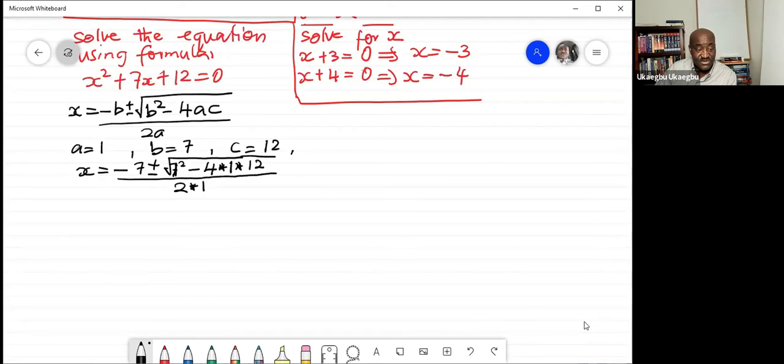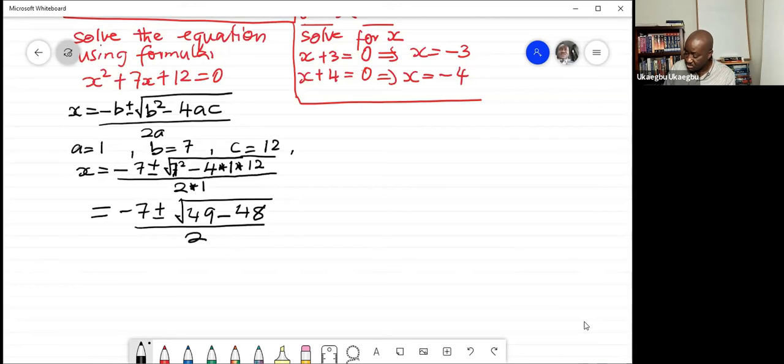Anyway, guys, you gotta get used to this. So now let's write it out entirely. This is equal to -7 plus or minus the square root of 7 squared is 49 minus 4 times 1 is 4 times 12 is 48, divide by 2, and that gives us, next line, -7 plus or minus 49 minus 48 is 1. So you have the square root of 1, which is 1. So over 1, divide by 2.